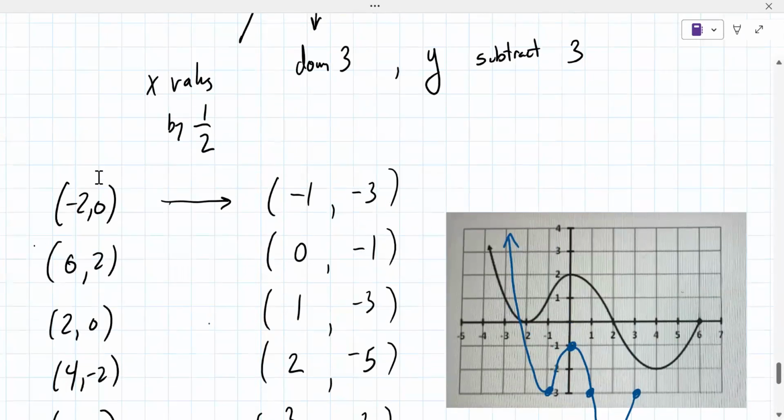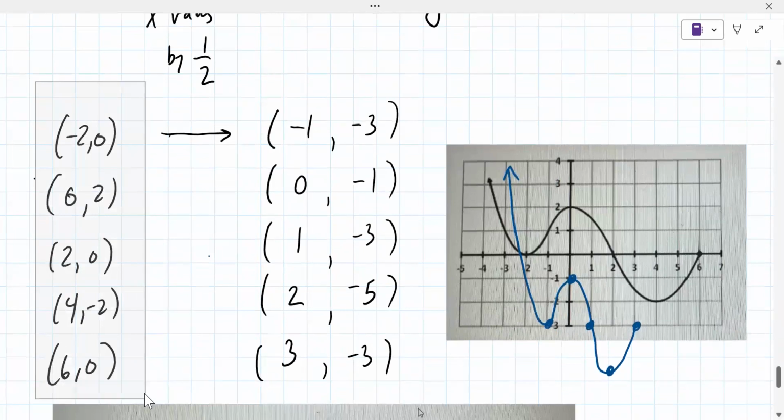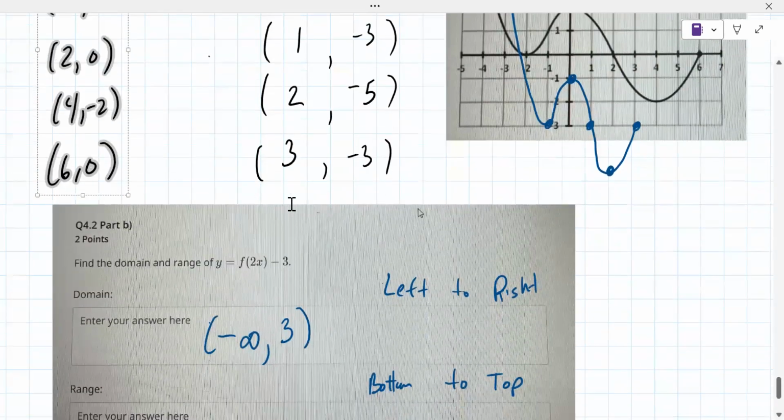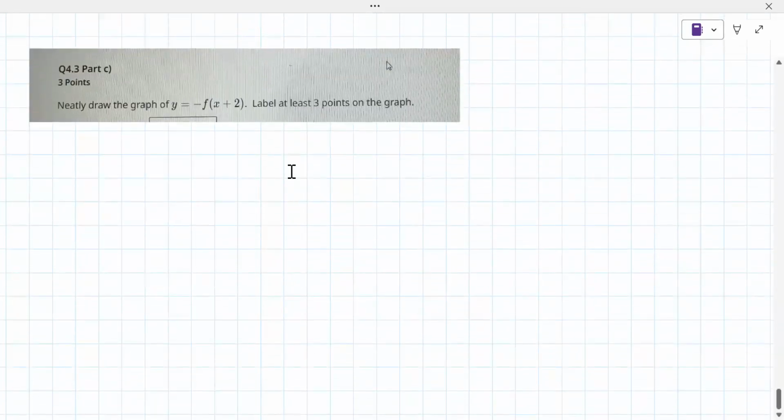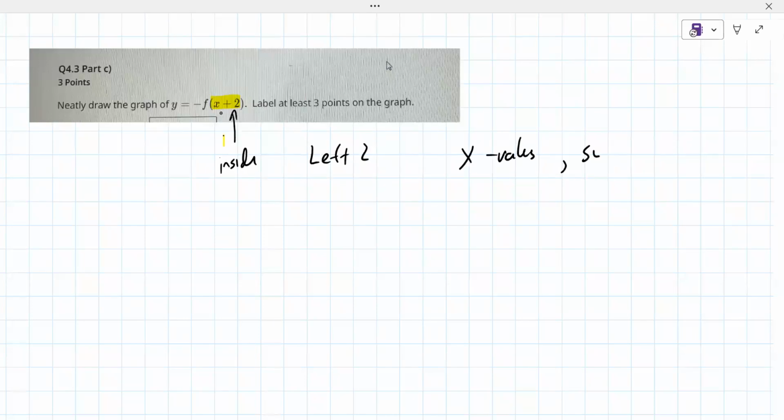All right, so let me go grab these points here. Okay, so we have to know what these transformations are. This one I'm highlighting, this x plus 2, because it's inside the function, instead of it being right, it's left 2. So you're going to take all your x values and subtract 2.